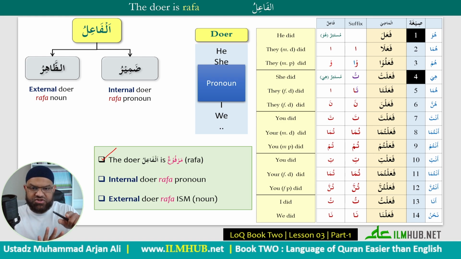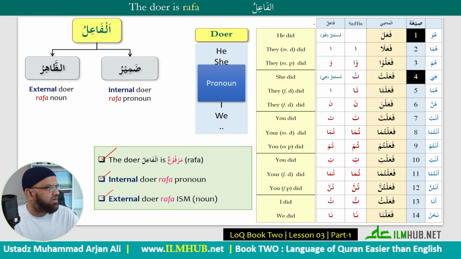If you remember, ja'a rajulun, who came? A man came. Or ja'al imamu, who came? The imam came. So it has to be rafa. Now, the doer can be two things, and the first one I'm going to call the internal pronoun, okay, which has to be rafa. So the internal pronoun that's embedded within every verb, which we did very slowly and in detail in the previous lesson, could be our one type of doer. Or it could be an external doer, which is the noun that comes after the verb. And that's exactly what we mean.